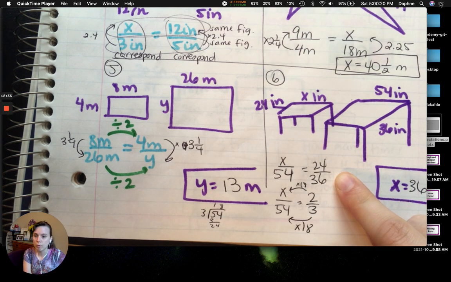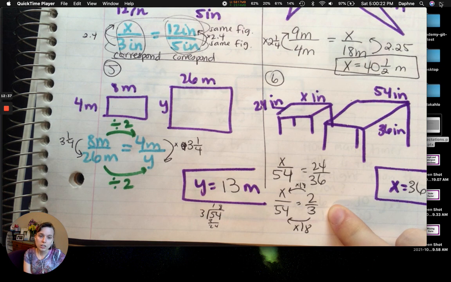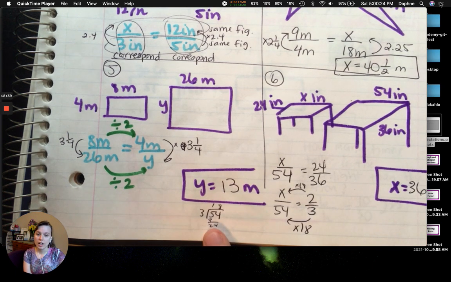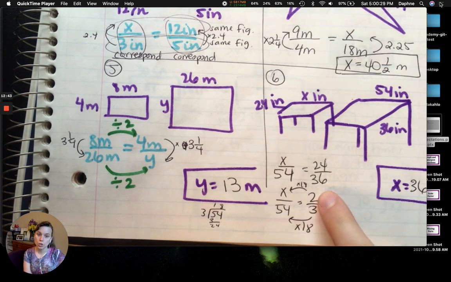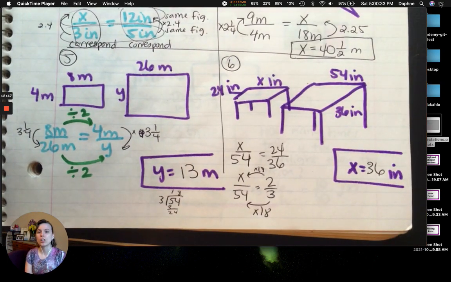When I solved this, I simplified the 24 over 36. I divided them both by 12, so I ended up with 2/3. And then I did long division, and I figured out 54 divided by 3, it would be 18. So then 2 times 18 gets us 36 inches because I have my units.